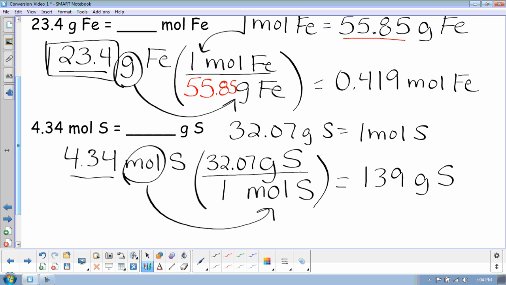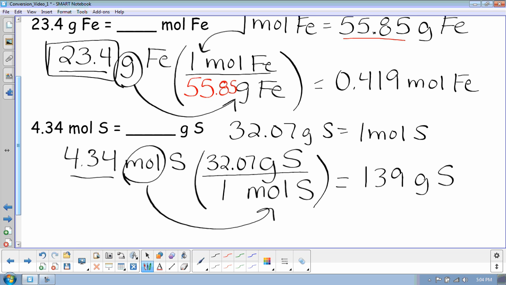Let's assess whether the answer is right. So I have more than 1 mole of sulfur in my question because it says I have 4.34 moles. And it looks like you have about 4 times as many grams, which makes sense because you have 32.07 grams in 1 mole. It's really important, like I said, if you're worried about dividing or multiplying, that you check your answer at the end. So this seems all fine and good.